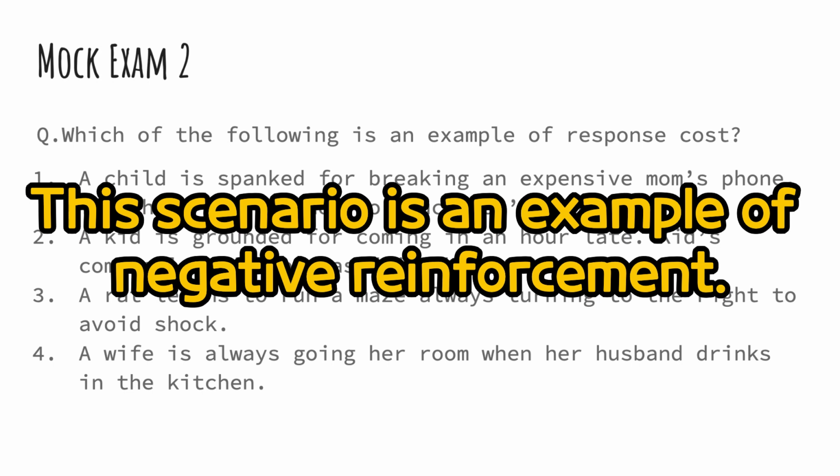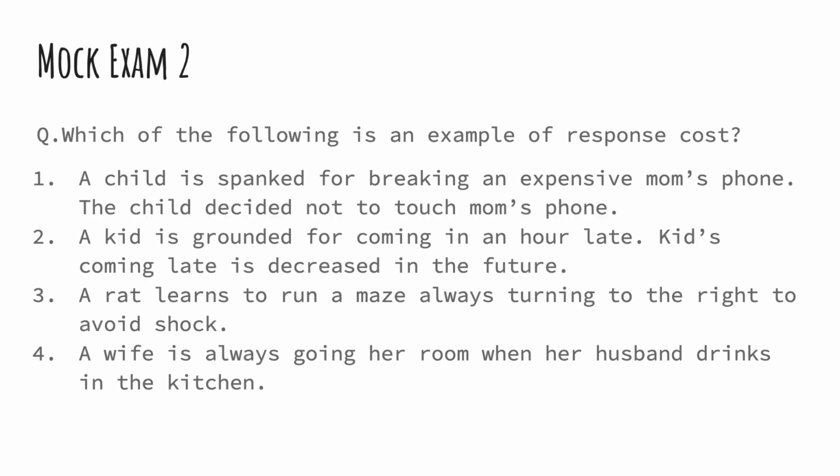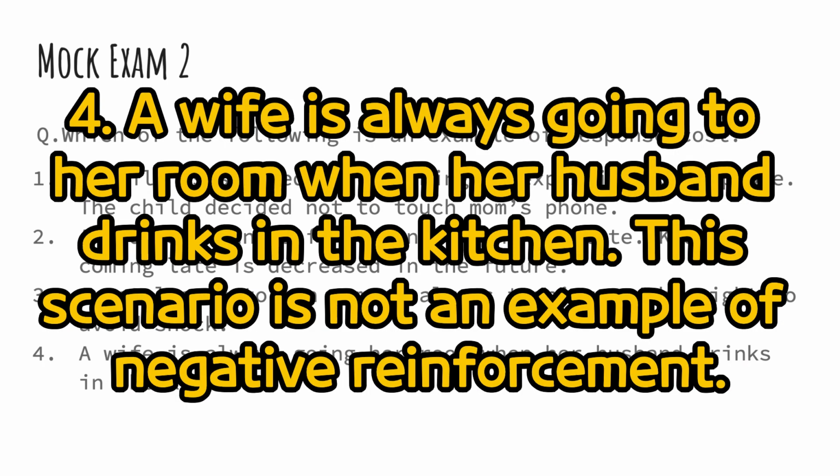3. A rat learns to run a maze, always turning to the right to avoid shock. This scenario is an example of negative reinforcement. The behavior of turning to the right is strengthened because it leads to the removal or avoidance of a negative stimulus, shock. As a result, the behavior of turning to the right is reinforced by the removal of the aversive stimulus, shock.